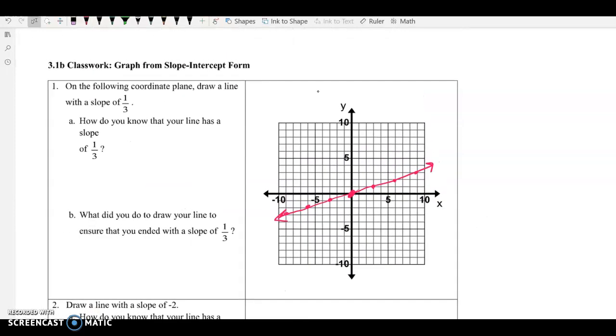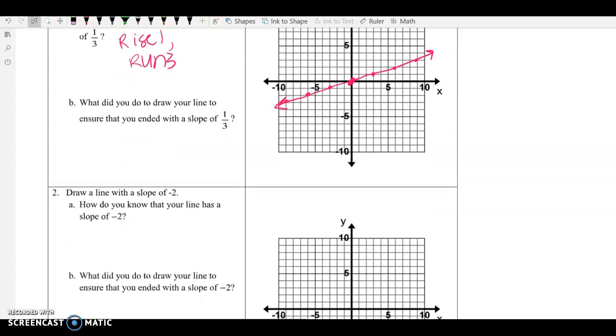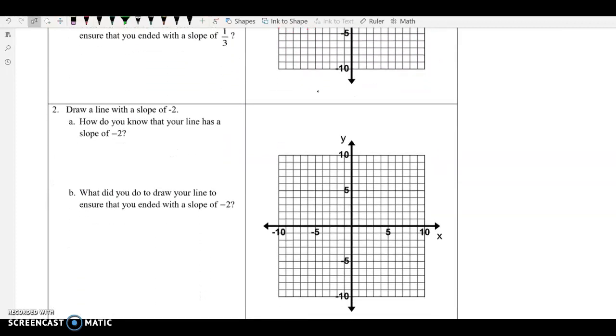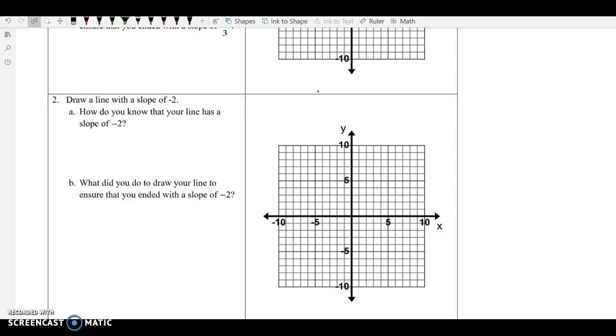All right. So it says here, how do you know to make your line a slope of 1/3? You rise 1, run 3. All right. For number 2, it says draw a line with the slope of -2. How do you know that line has a slope of -2? Well, remember, we can write that as a fraction as -2 over 1.